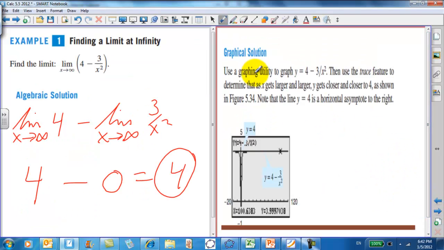Now here's the graphical solution. You put it in your graphing calculator and see what's going on as you start heading further and further down the graph. So y equals 4 is a horizontal asymptote to the right, and also to the left.